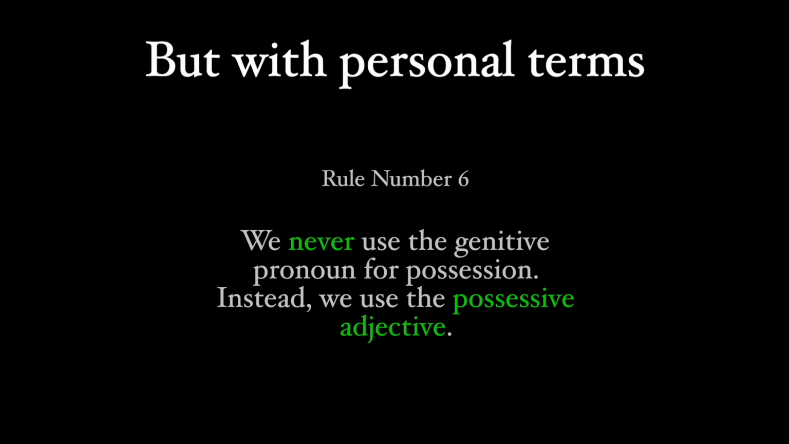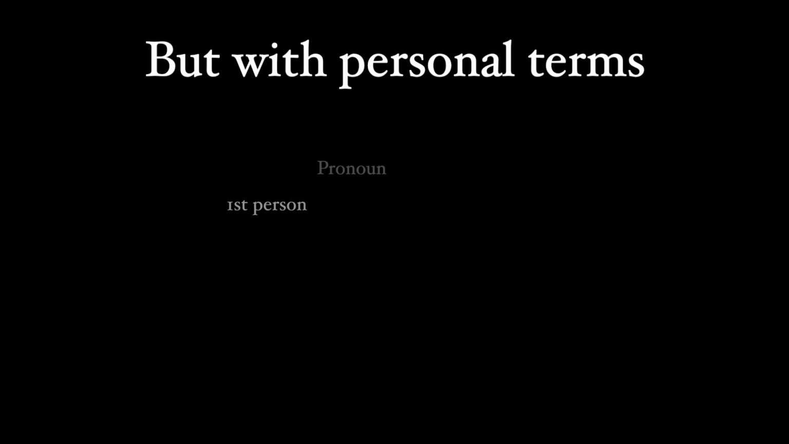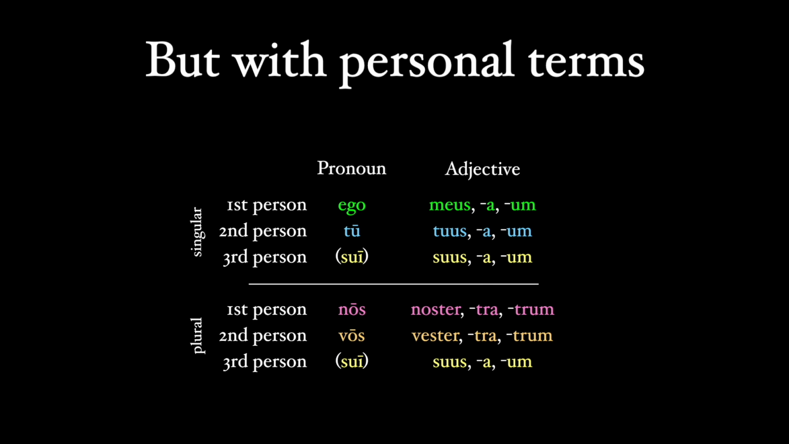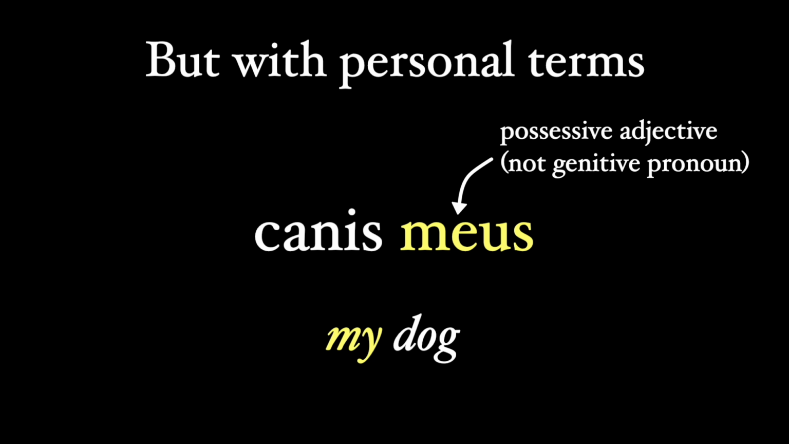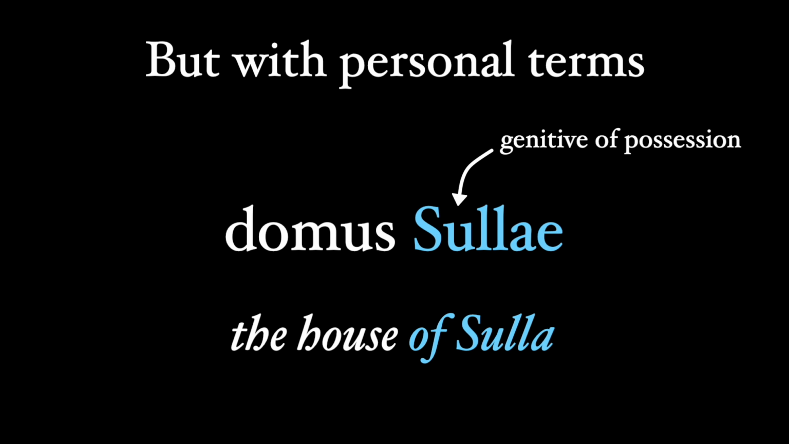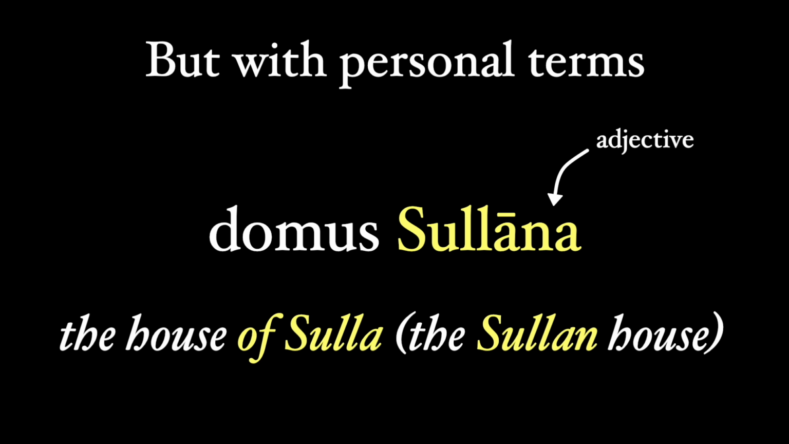But as I mentioned in Rule 6, when we're talking about pronouns like I or you, Latin demands that the possessive adjective be used instead of the genitive. So my dog would be canis meus rather than the genitive of ego mei. And we can also make a name into an adjective to show possession instead of using the genitive of possession. So the house of Sulla is commonly written as domus Sullae, but it can also be domus Sullana, where we turn the name Sulla into an adjective, the Sullan house.